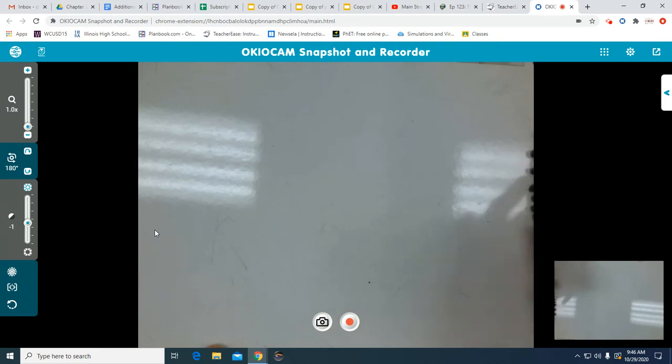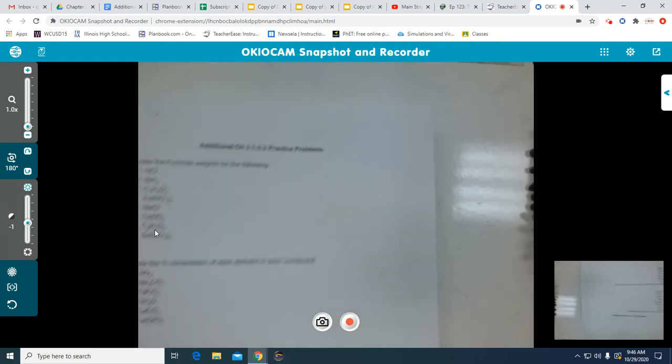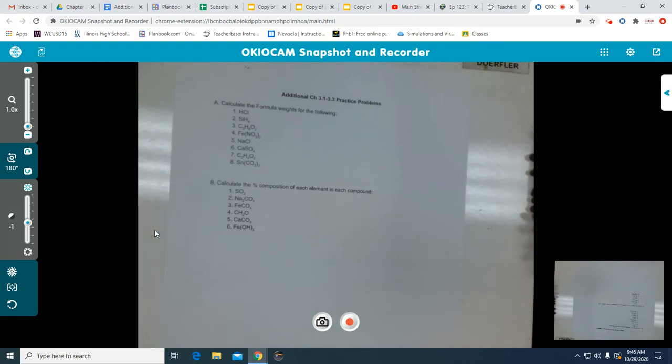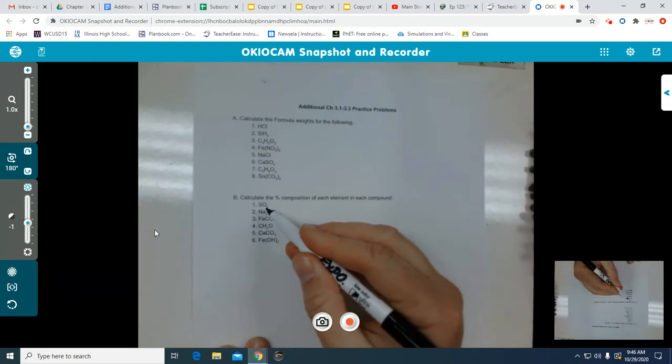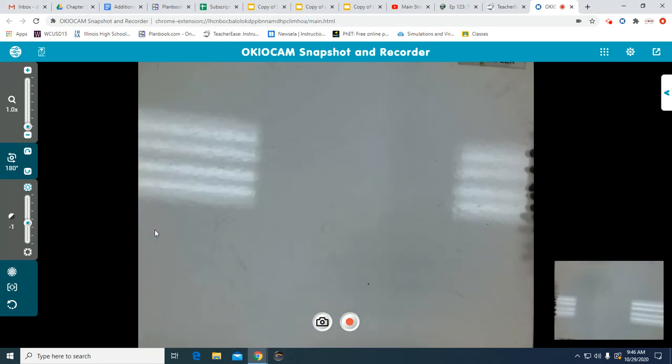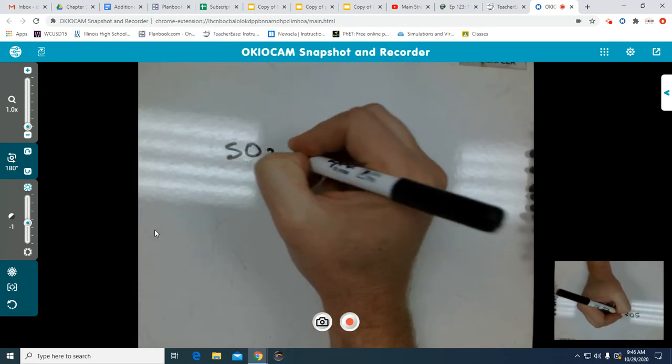Let's go to part B. Let's do a couple in part B. Part B, we are to calculate the percent composition of each element in the compound. So let's start off with number 1, SO2. Start off basic here.